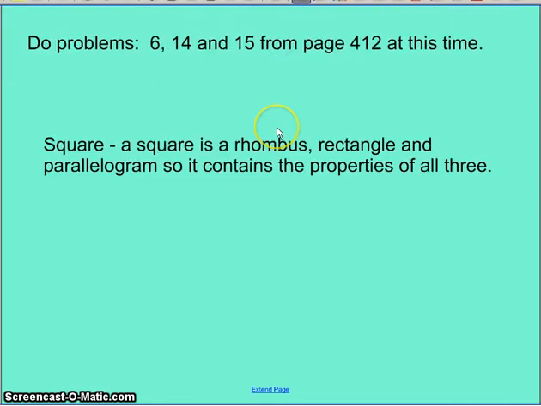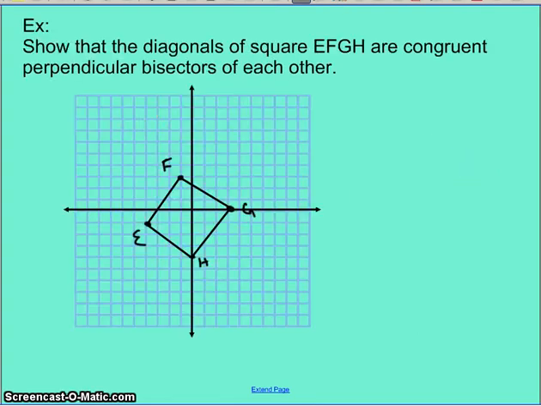Regular geometry, 6, 14, and 15. And then I think, let's see, a square is a rhombus, rectangle, and parallelogram, so it contains all the properties of all three. Show that the diagonals of a square, E, F, G, and H, are perpendicular bisectors of each other.